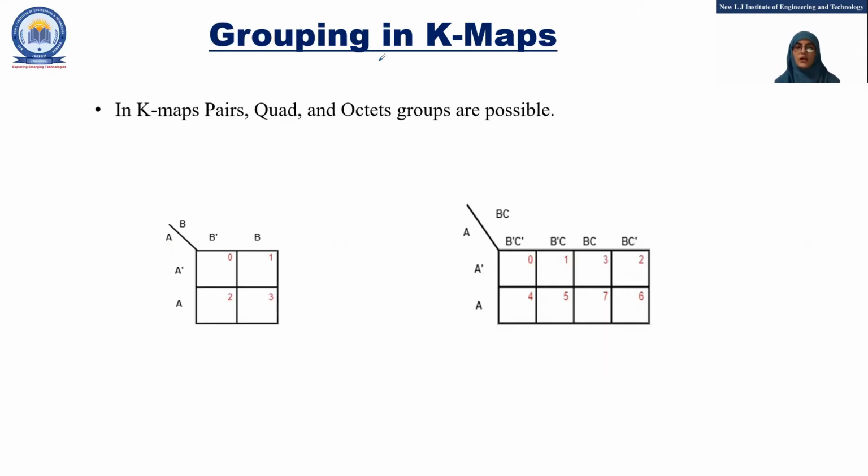Next topic is grouping in K-maps. In K-maps, we can make pairs, quads and octets. Here we have to make a pair of ones. So this one pair is possible. The answer of this pair is B prime. We can make a pair of ones like this also. So the answer of this pair will be A.